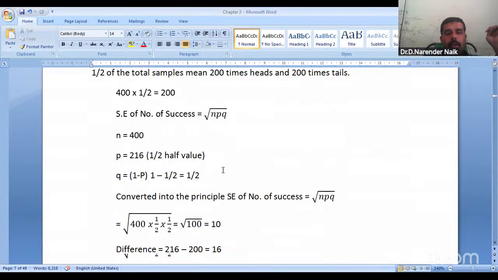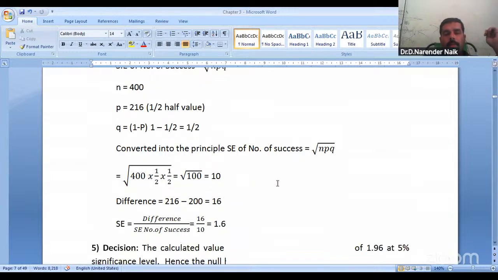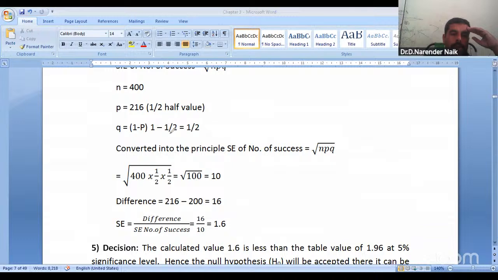P is equal to the half value, 1/2. Q is equal to 1 minus P, that is 1 minus 1/2, which is 1/2. Standard error of number of success is equal to the square root of NPQ, which is the square root of 400 into 1/2 into 1/2, which is the square root of 100, which is 10. Difference is equal to 216 minus 200, which is 16. You observe carefully; you will get the doubt after completion of this class. See, half value is 1 by 2.